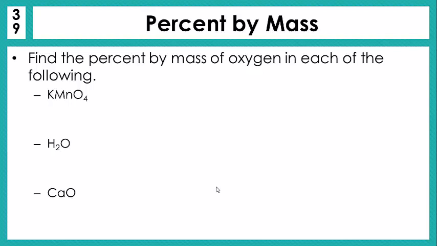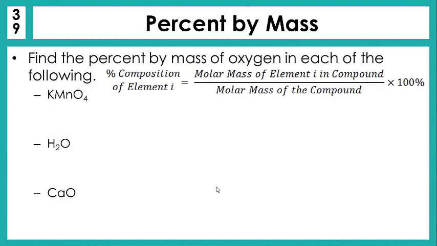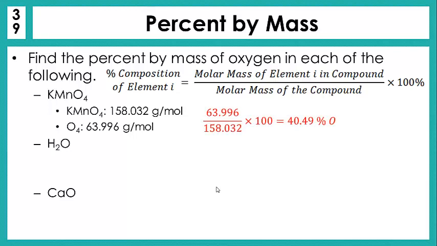For percent by mass. So to find percent composition, we need to take the molar mass of the element, in this case oxygen, divided by the molar mass of the compound. So the molar mass of my compound, KMnO4, will go on bottom, and the molar mass of my oxygen will go up top. So I have to take the molar mass of oxygen and multiply it by 4 because it's O4. This gives me 40.49% oxygen.